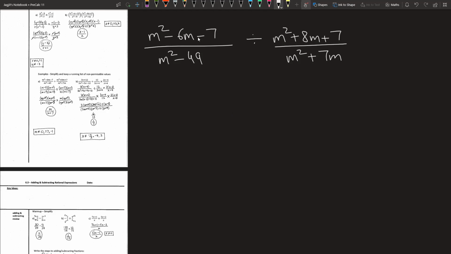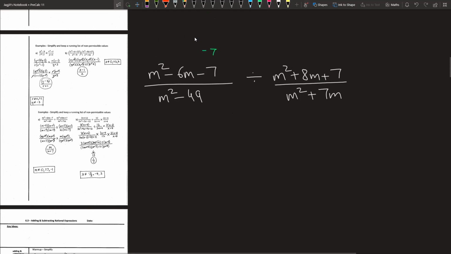So we got m squared minus 6m minus 7. So what's the number in front of m squared? 1. And the last number is minus 7. So 1 times minus 7 gives you minus 7. Now we want to find two numbers. When you multiply them, you get minus 7. When you add them, you get minus 6. What do you think those two numbers would be? I know it would be some combination of 7 and 1. Now I want the sum to be minus 6, so it must be minus 7 and plus 1. So the factors for that are m minus 7 and m plus 1.